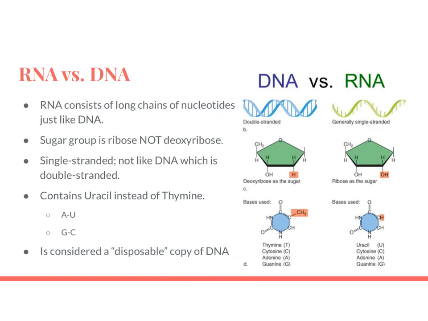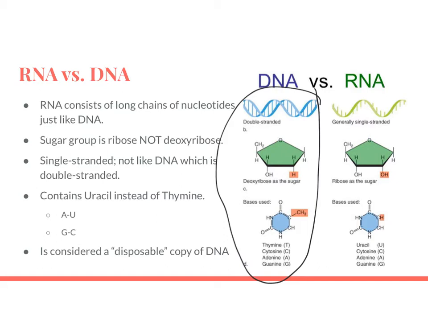The next thing that we want to look at is the differences between DNA and RNA. So we know that DNA right here is going to be double-stranded. So it looks like a double helix. It uses deoxyribose as the sugar, hence the name DNA, deoxyribonucleic acid. And the bases are going to be T, C, A, and G. So A to T, G to C.